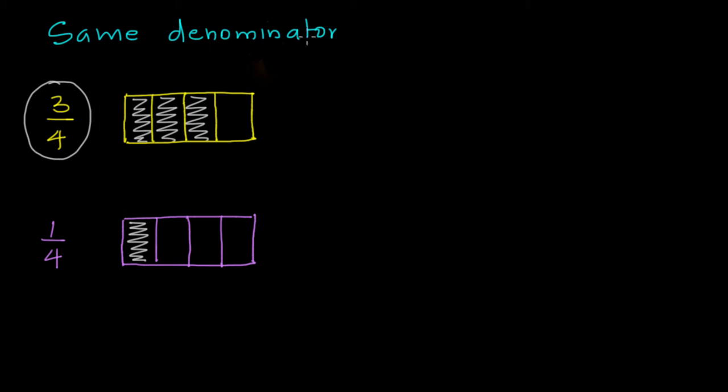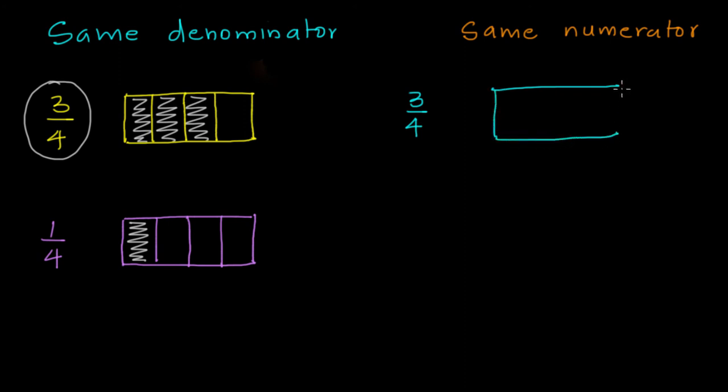Now, let's look at when the numerator is the same. So let's call this the same numerator. And let's again take, say, 3/4. That seems to be kind of my favorite fraction. And let's draw 3/4 again. 3/4 would be this, half, and half again. And then 3 of these would be this.